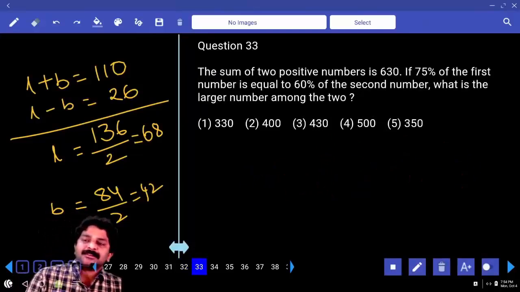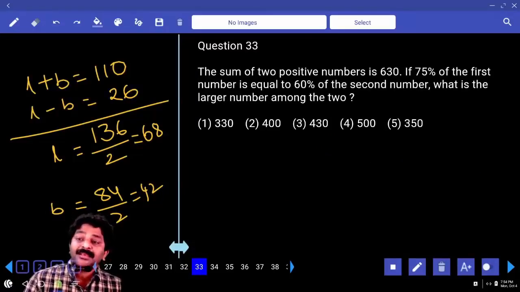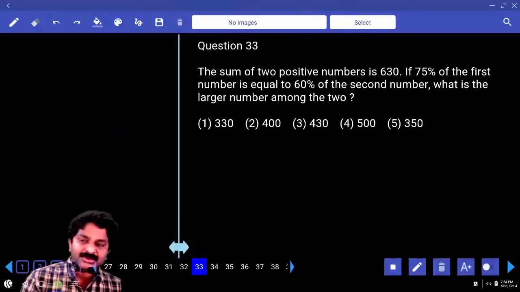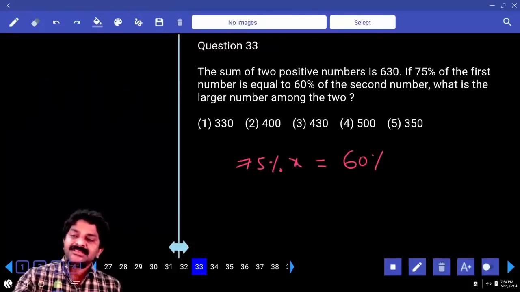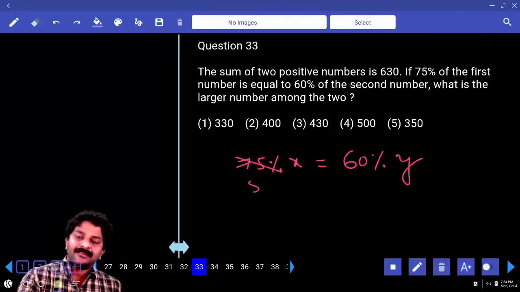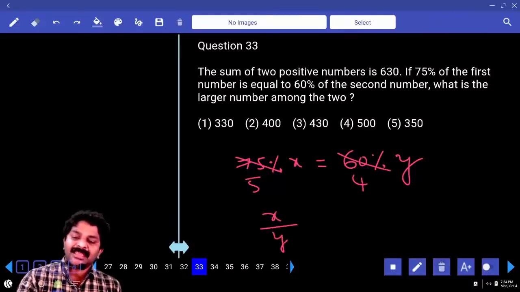Sum of two positive numbers is 630. 75% of the first number is equal to 60% of the second number. What is the largest number among these two? 75% of the first number is equal to 60% of the second number. 15, 5 times. 15, 4 times. From this, x by y is equal to 4 by 5 only.